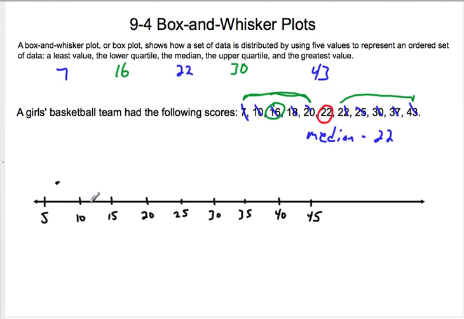Now this is different than graphing on a number line because the box and whisker plot goes above it. Then we need to label 16, this point here, just past 15. Then we've got 22, which is going to be right around here, and then 30 and 43, which will be right about here. And so what you do here is you put a box. Here's the median, here is the lower quartile, here's the upper quartile, and you make a little box here.